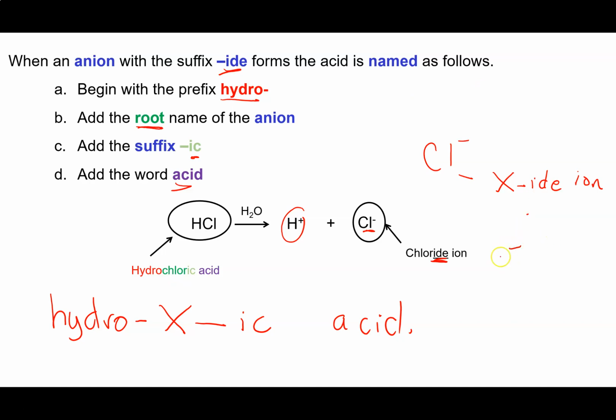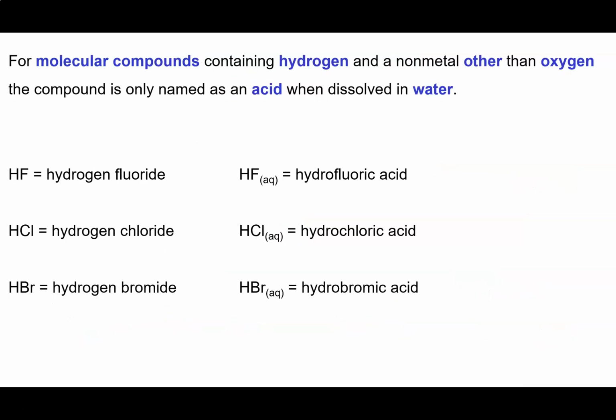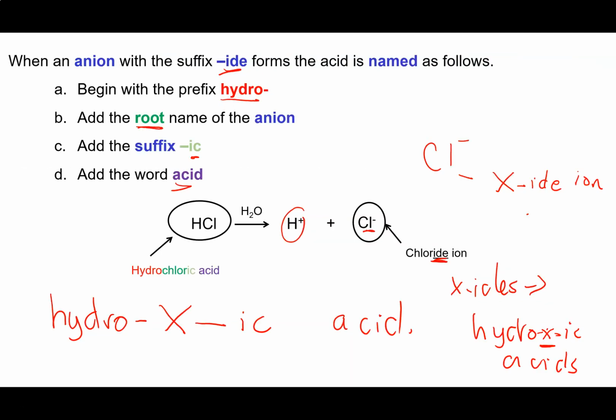And remember, we've got to name the ites and the ates as well. So the ides become hydro-X-ic acids. Whatever your ide is, it's going to become hydro-X-ic acid, and X just represents the stem name of your anion.